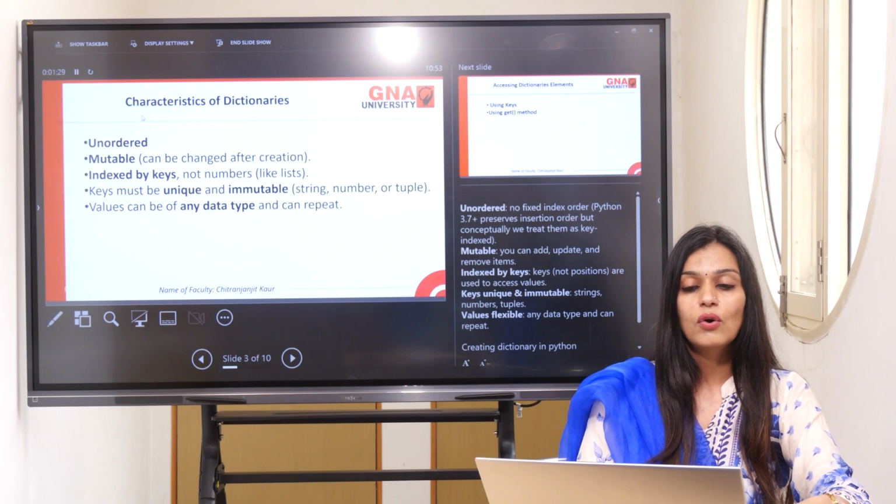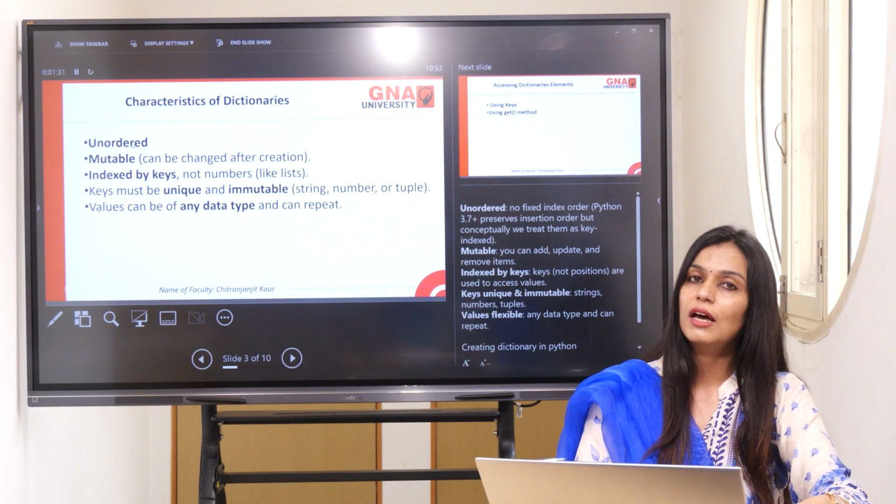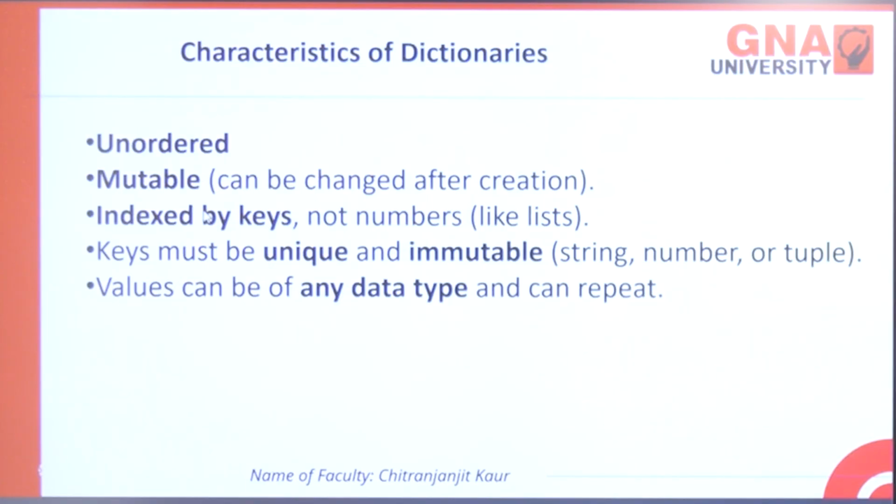Now the characteristics of dictionaries. Dictionaries are unordered and mutable, because we can change them after creation. They are indexed by the key, not by the number. Keys must be unique and immutable. As I have told you earlier, they are in the form of string, number, and tuple. Values can be of any type and can be repeated.